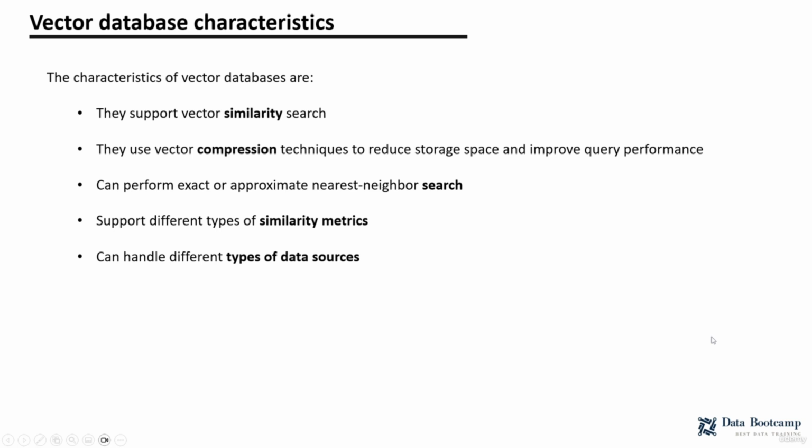These databases also support different types of similarity metrics, such as L2 distance or cosine distance. Various similarity metrics can be adapted to different use cases and types of data. Lastly, the distinguishing feature of vector databases is their capacity to handle a range of data sources, such as text, images, audio, or video. These data sources can be transformed into vector embeddings using machine learning models, such as word embeddings, sentence embeddings, or even image embeddings.